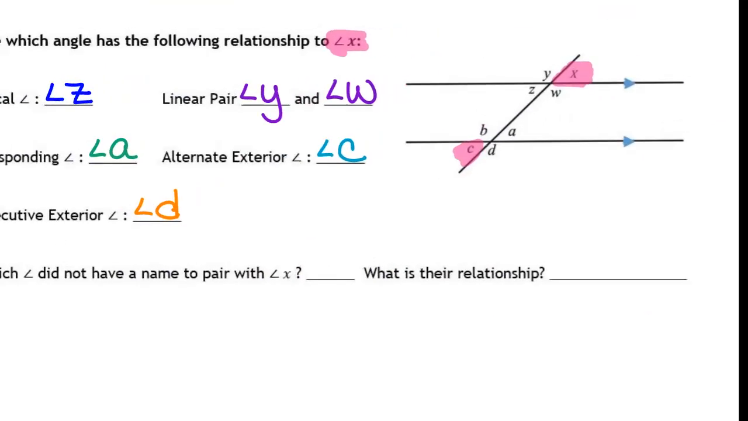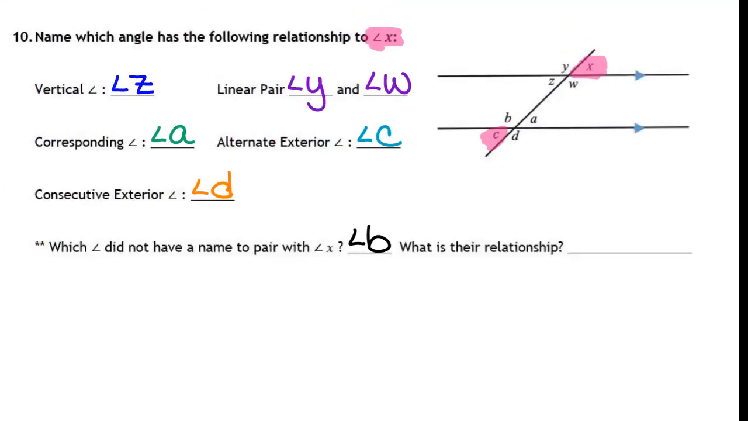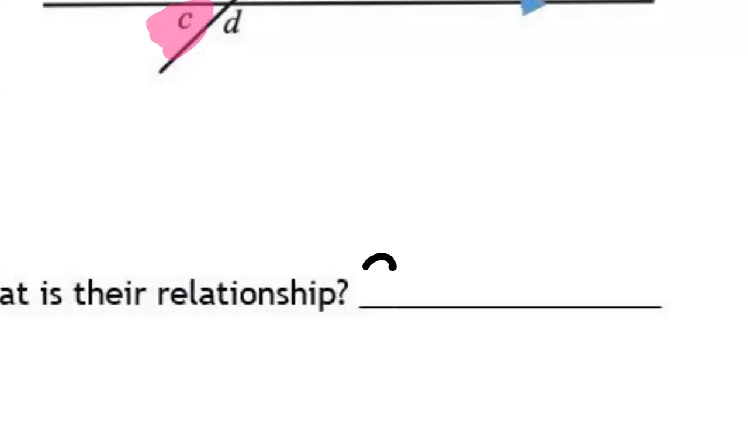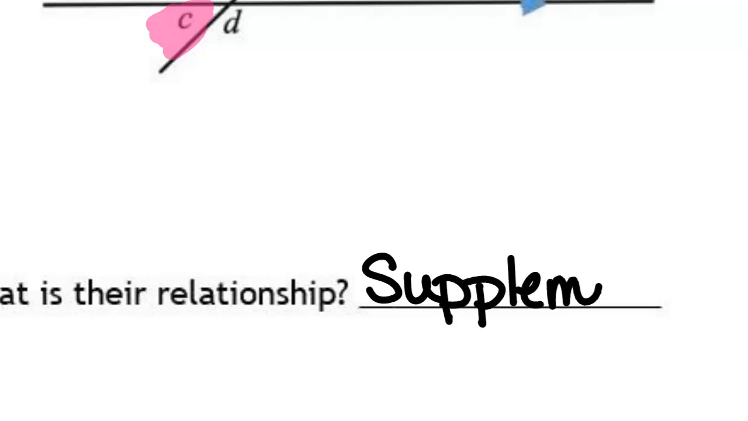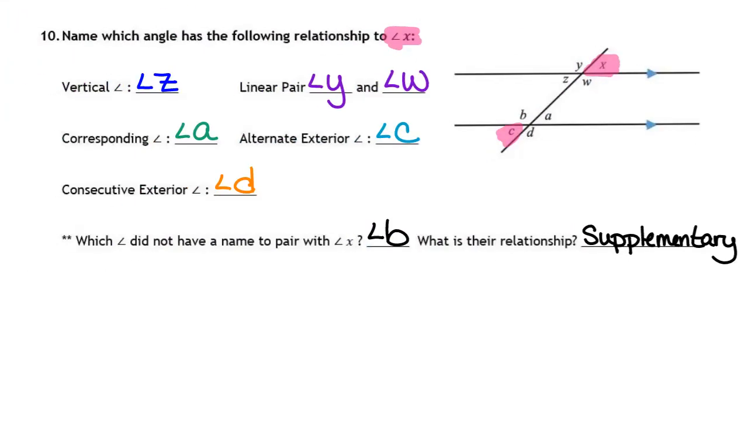All right, last part of this question. Which angle did we not talk about? Which angle did we not match up? Angle B. The relationship with angle X is that those would be supplementary. These we only did exteriors because X was an exterior angle.